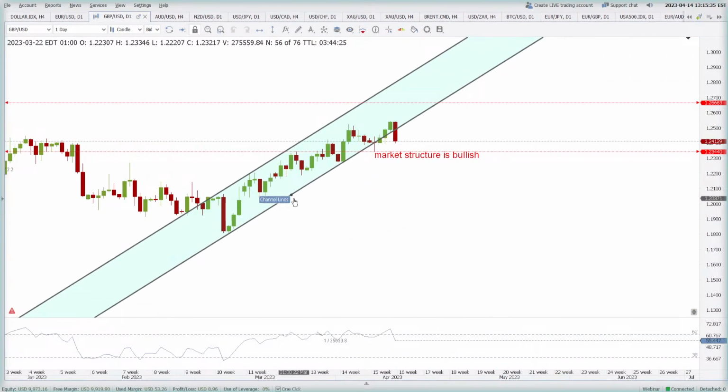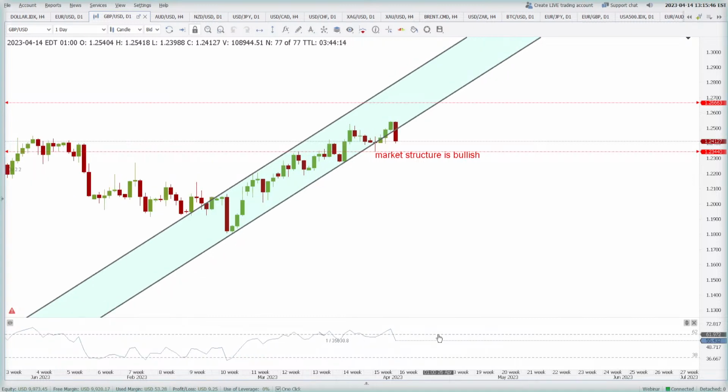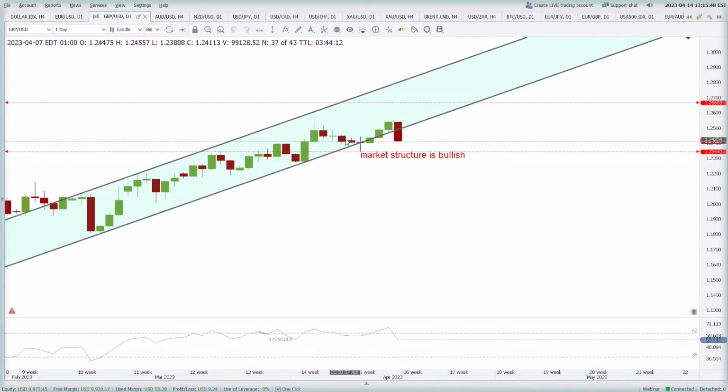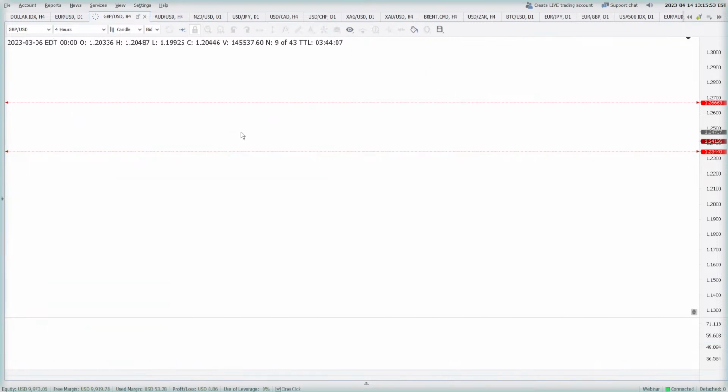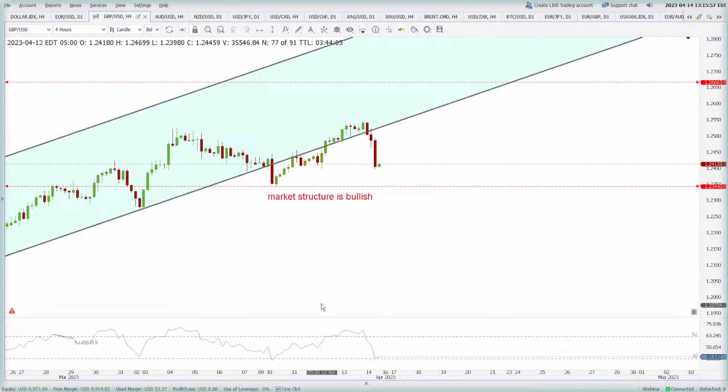Pound is even breaking lower, but still market structure is bullish. Yes, I think the price is making some headroom. The RSI is making some headroom to go further higher. At least on the daily I can see hidden bullish divergence already. I think on 4 hour there will be more. Okay, no, there is no more.